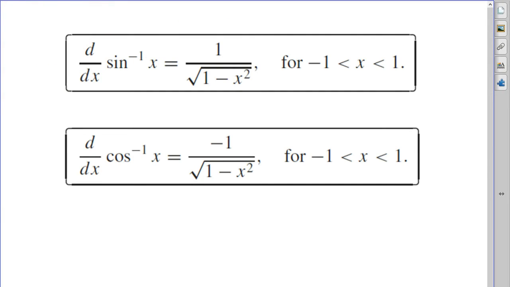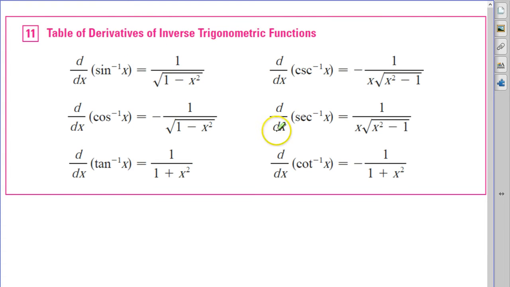And then here's a whole table of them. Okay. So inverse sine is 1 over the square root of 1 minus x squared. Inverse cosine is negative 1 over the square root of 1 minus x squared. Inverse tangent is 1 over 1 plus x squared. Inverse cotangent is negative 1 over 1 plus x squared. Inverse secant is 1 over x times the square root of x squared minus 1. And then inverse cosecant is negative 1 over x times the square root of x squared minus 1. There you go.